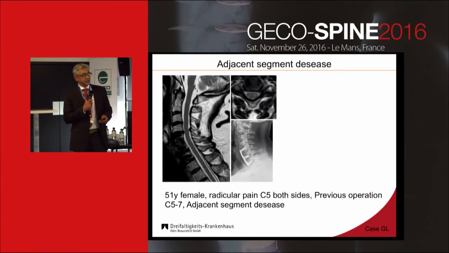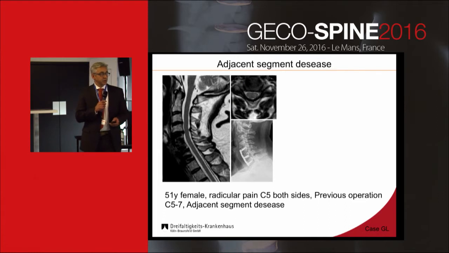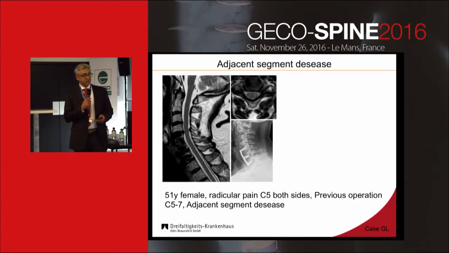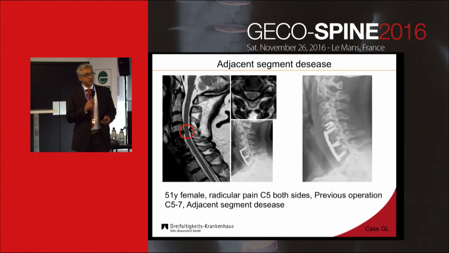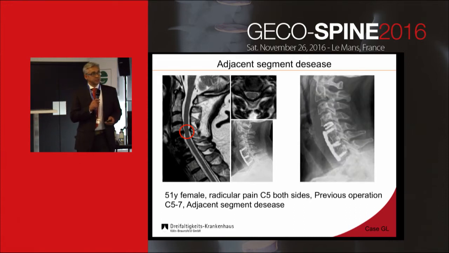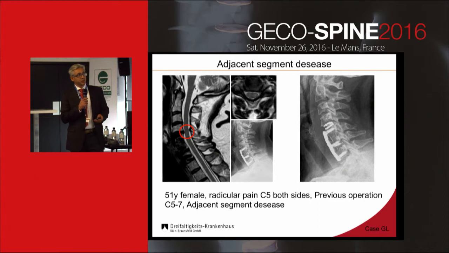And another case was treated in a different hospital. We see the adjacent level disease. It was a 51-year-old female with a radicular pain, C5, both sides, previous operation in a different hospital, and the adjacent segment disease. So in this case, we treat the patient with a total disc replacement with a monoblock prosthesis.